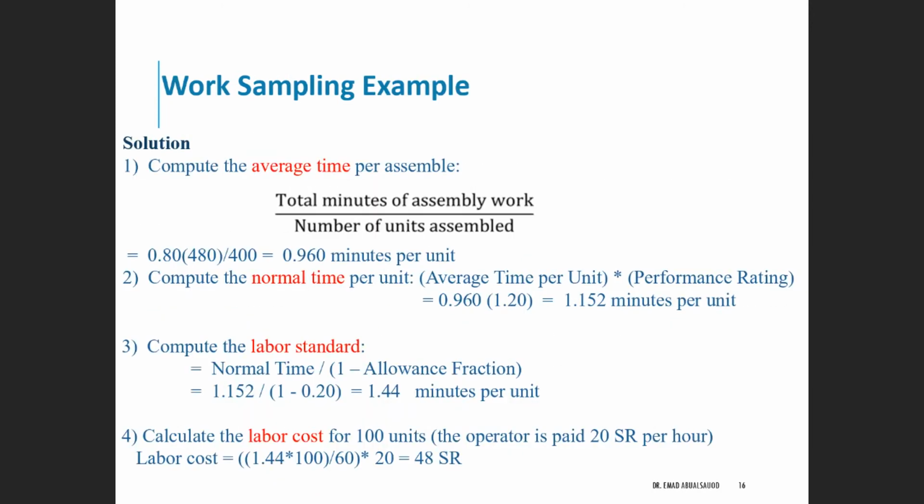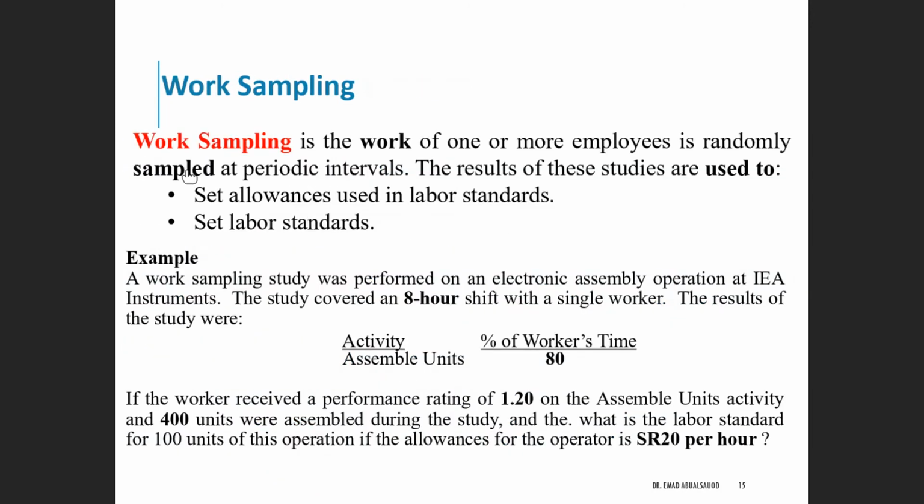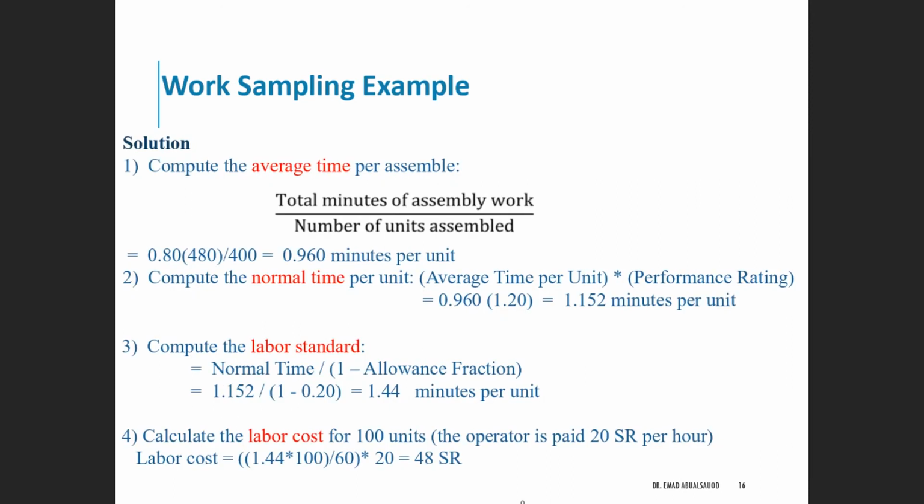We have solved two examples. Also, we explained the work sampling. We use it to find the allowance and set the labor standards. And we did the same example, similar to the first one, but also we added some extra requirement, how we make use of these labor standards to calculate the labor cost based on the number of units that you are going to produce.